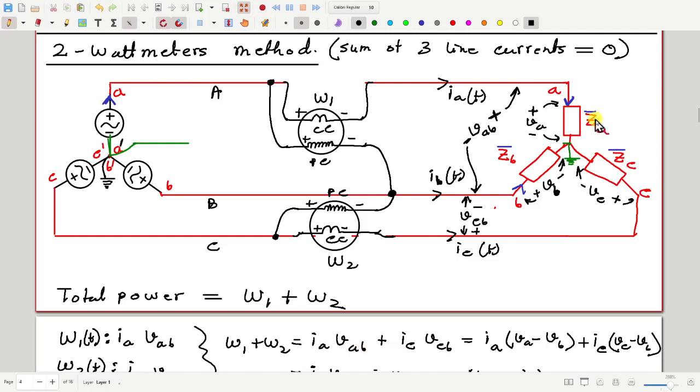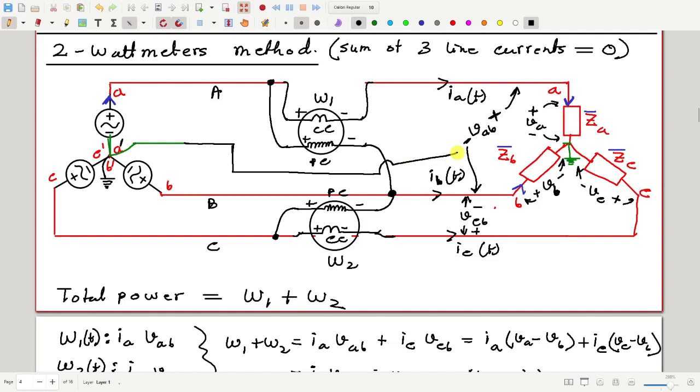In balanced loading, ZA, ZB, ZC are equal. Yes, and for unbalanced loading, they may not be equal. Will it work for unbalanced loading? Yes, sir, it will work. Okay. Will it work if this neutral line is present?